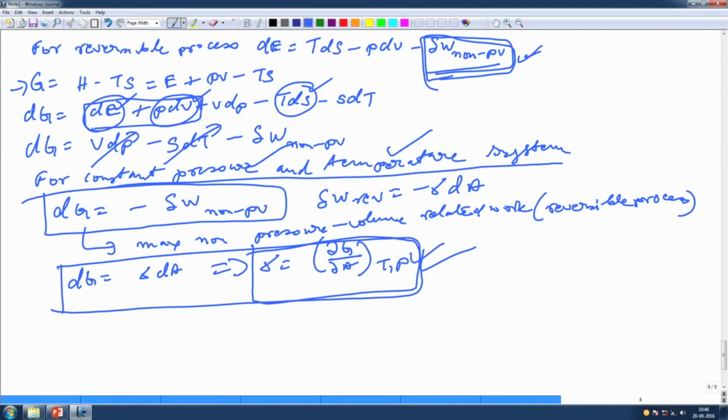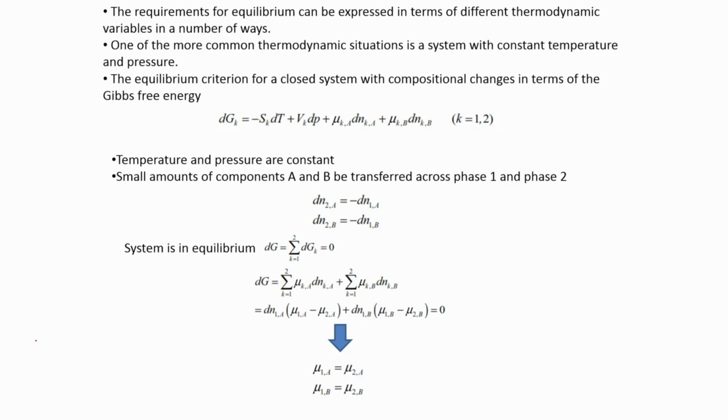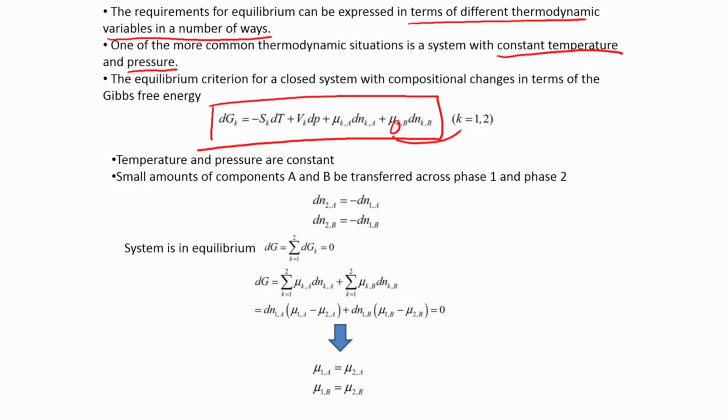Before we go to the next thing, let us look at a couple of other things. Let us complete this section before we see how surface tension and other things are applicable. Let us look at a multi-component system, or a system which has compositional changes. What are the requirements of equilibrium? They can be expressed in terms of different thermodynamic variables that we already know. Let us assume a constant temperature and constant pressure scenario. The Gibbs free energy for a compositional system is given by this particular parameter, where this k can be 1, 2, 3, whatever it is, and temperature and pressure are constant.